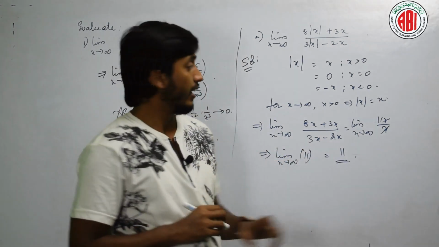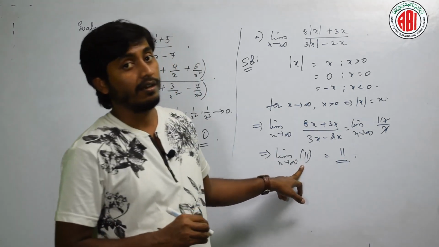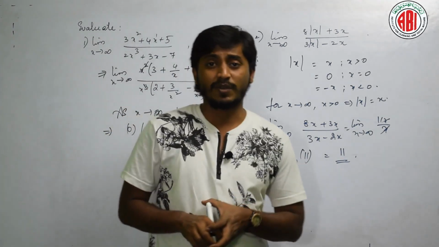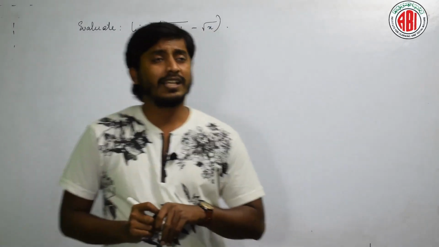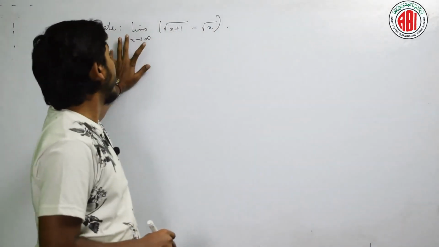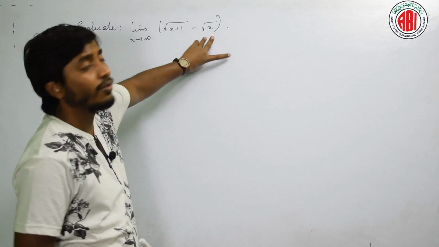Is it right? Did you understand? There is nothing to substitute here. Okay. Shall we move on to the next problem? Let's do. Look at the next question here. It says limit x tends to infinity of root x plus 1 minus root x.